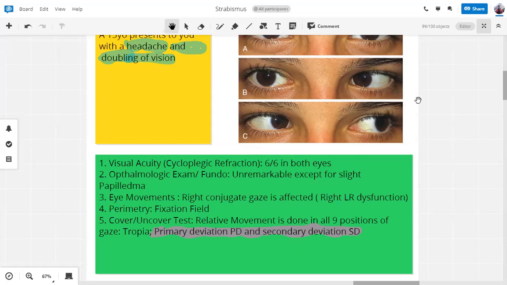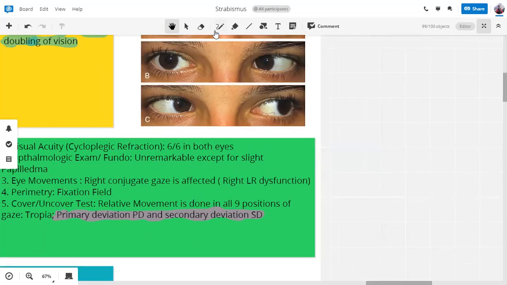ठीक है, just remember this point at this moment. आपको ये याद रखना है. When we perform the cover and cover test, if the secondary deviation is very large, हमें पता लग जाती है. When we check all the 9 positions of gaze, this statement is very important. Primary deviation and secondary deviation are equal in concomitant squints.